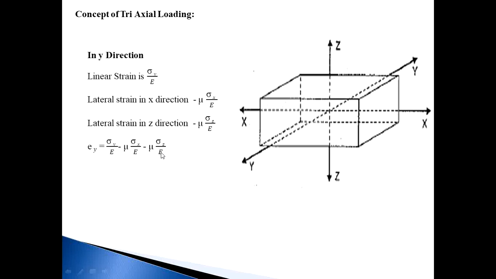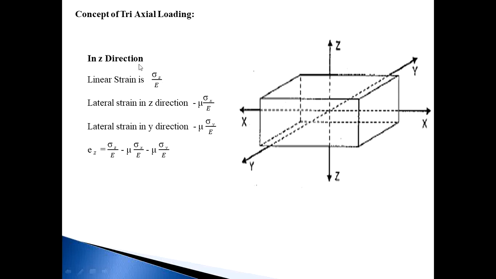Then next, consider the Y direction. Now our main direction is Y, so the linear strain is in Y and the lateral will be X and Z. The linear strain is sigma Y by E, the lateral strain in the X direction is minus mu sigma X by E, and the lateral strain in the Z direction is minus mu sigma Z by E. So the total strain in the Y direction is sigma Y by E minus mu sigma X by E minus mu sigma Z by E.